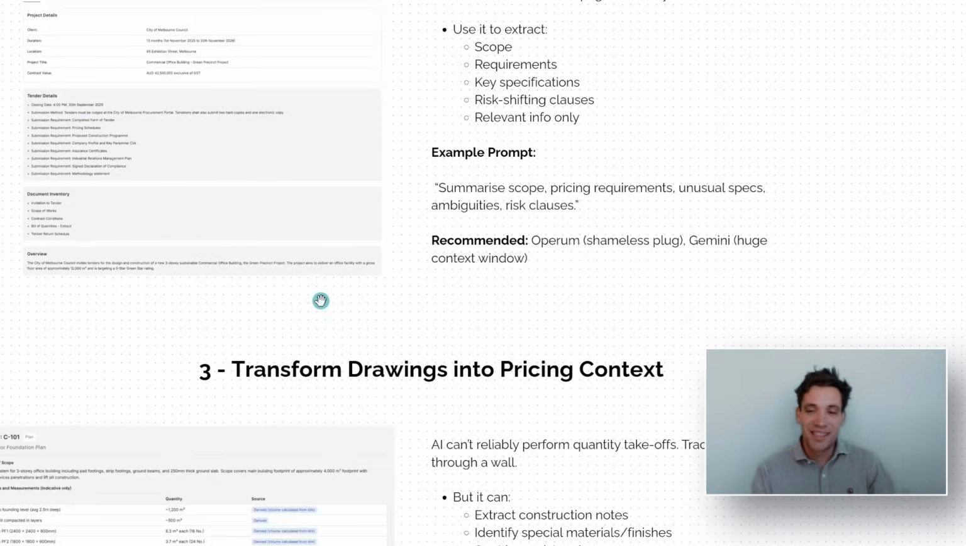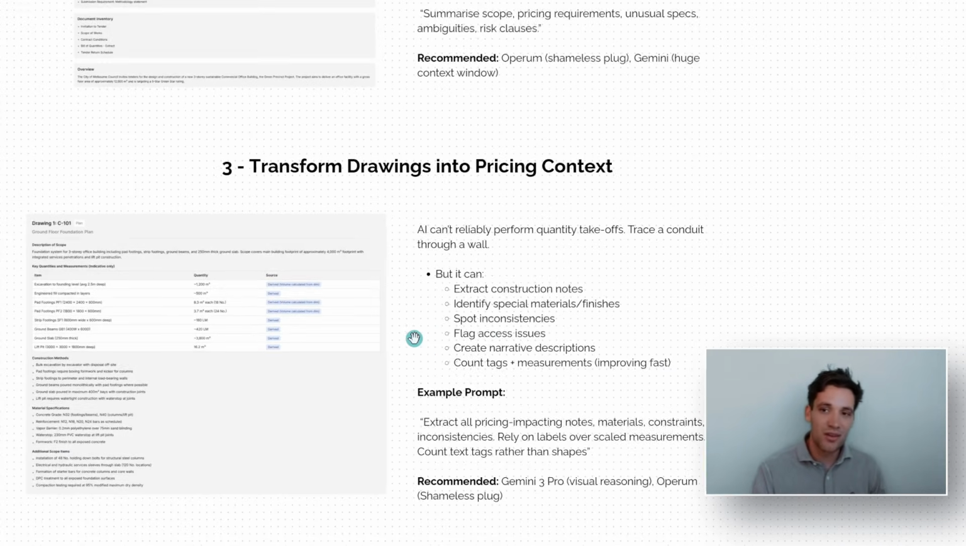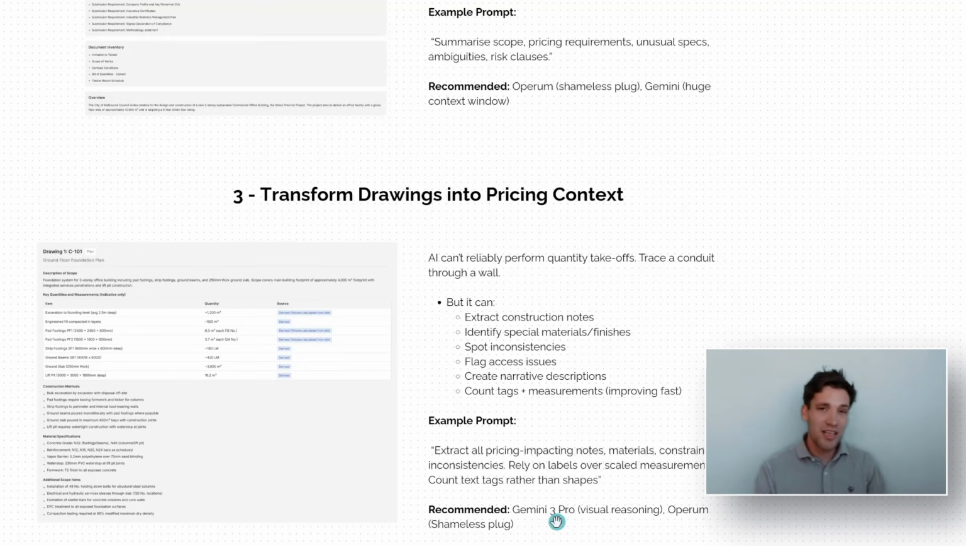Now, a similar but extended use case of this would be to apply that same process to a set of construction drawings. And again, because Gemini 3, the Google AI Pro, is very good at visual reasoning, with a well-structured prompt, you can extract relevant pricing information and quantities within reason from the drawings.